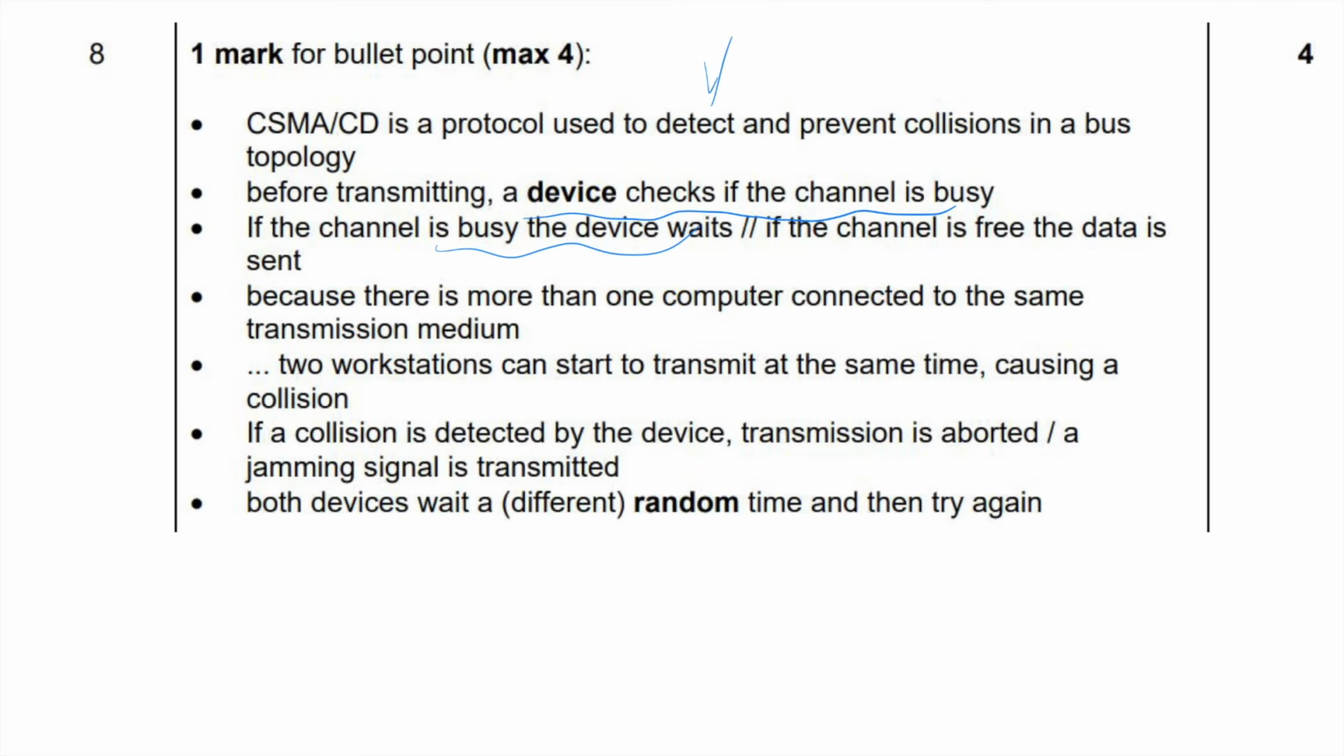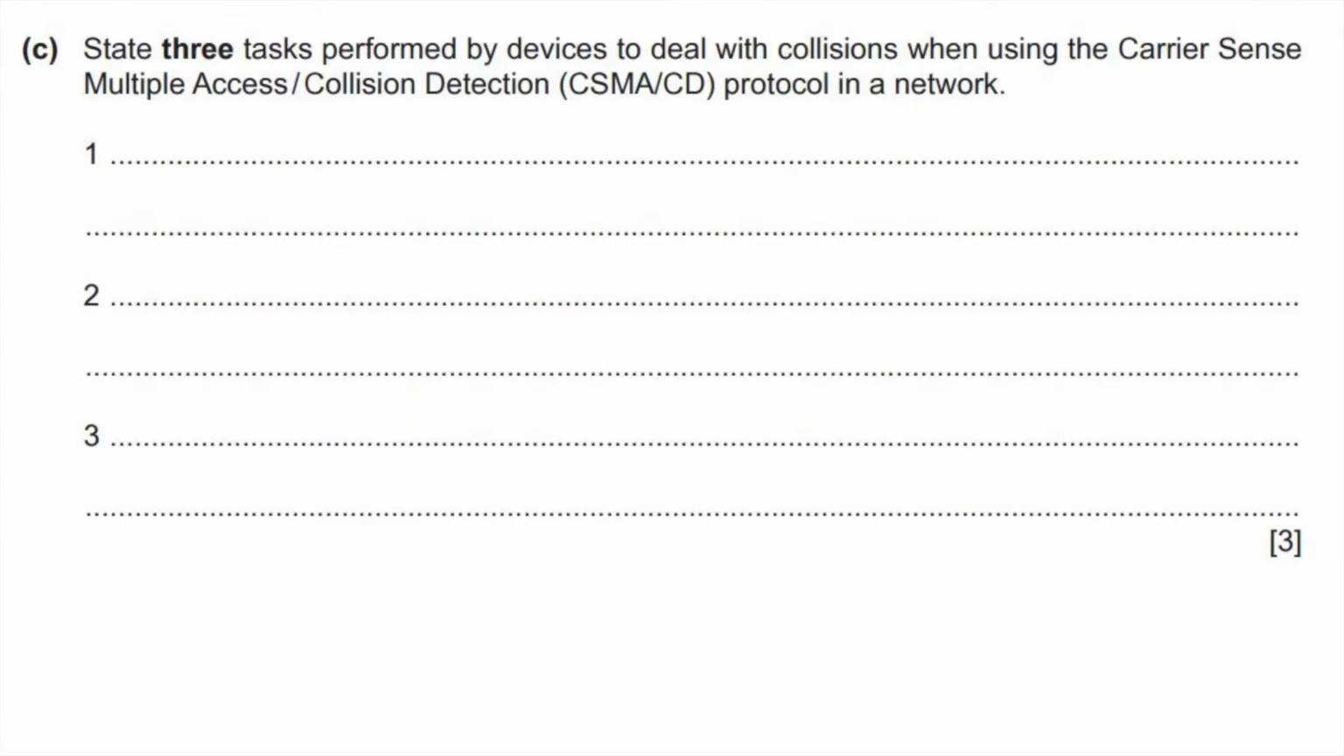So if 2 workstations start to transmit at the same time, we get a collision. If a collision is detected, the transmission is aborted, a jamming signal is transmitted, which basically prevents anything from transmitting. And then both devices wait for a random time to try again. So the steps or aspects I showed in the previous slide were taken from this mark scheme. I do that because this is literally the information you need to know. And when I show you these questions, it's just a review of what we already went over.